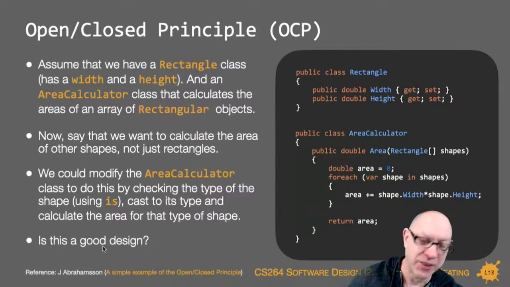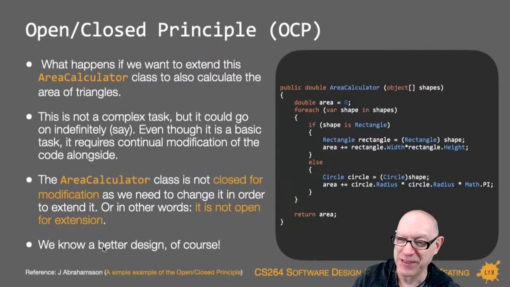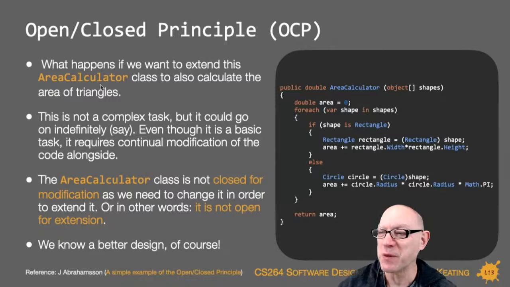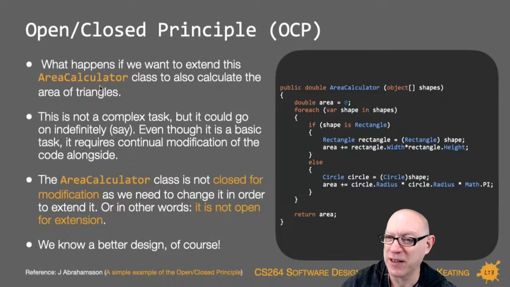It's not. Okay, and then we have to find out why. So what happens if we want to extend the area calculator class to calculate the area of triangles, for example, or circles or whatever? It's not a complex task, but it could go on indefinitely. Even though it's a basic task, it requires continual modification of the code.